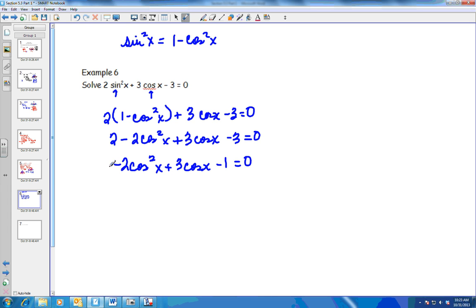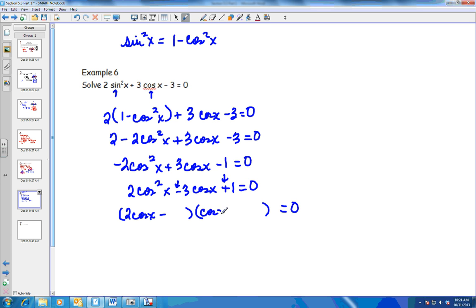Here's the deal. I don't like negatives in front of my first coefficient, so I'm going to multiply everything by negative 1 so I can get rid of that. 2 cosine squared x minus 3 cosine x plus 1 equals 0. So now I'm ready to factor. I know my signs are the same because of this right here, and they are negative. So I have 2 cosine x minus 1, cosine x minus 1, and I know it has to be 1 and 1. Set each factor equal to 0. 2 cosine x minus 1 equals 0. Cosine x minus 1 equals 0.